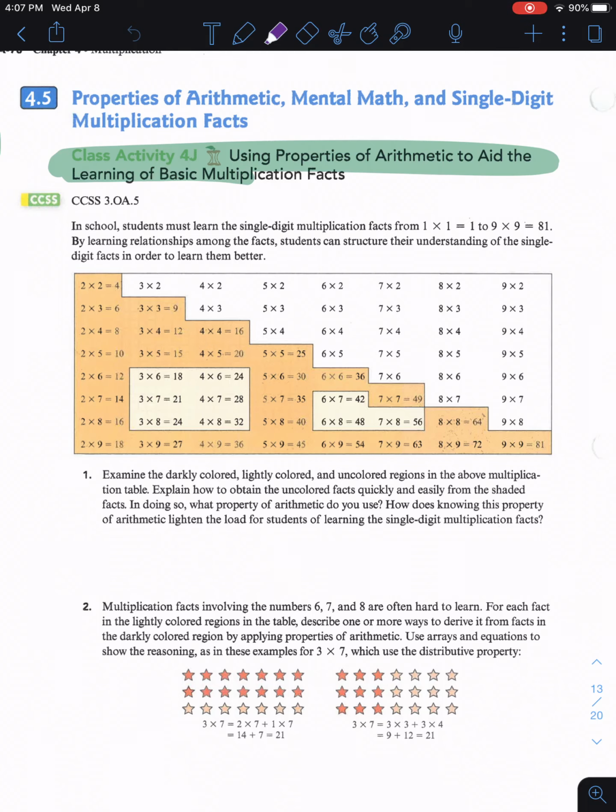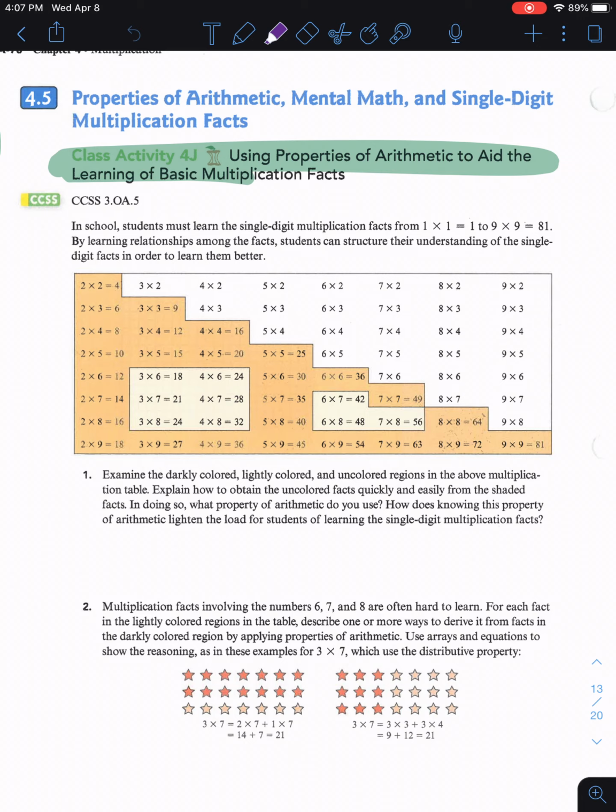So let's take a look at how we can use the properties of arithmetic, multiplication and addition, to minimize the amount of basic facts, the number of basic facts that students need to memorize. As I mentioned, memory is one of our weakest skills and capabilities, because as soon as we get stressed out, as soon as we have some kind of pressure, memory is the first thing that goes.